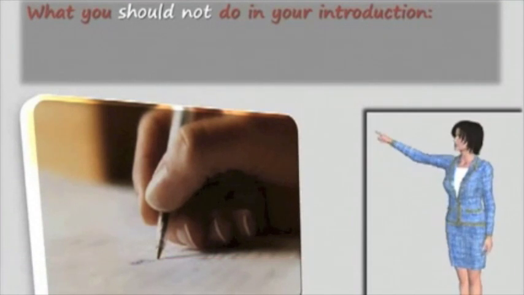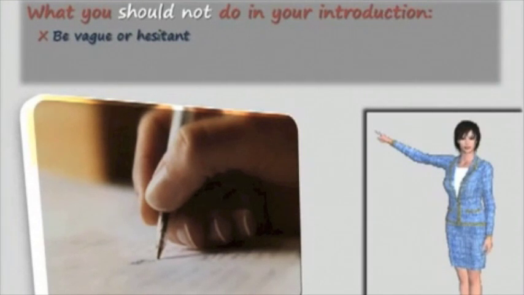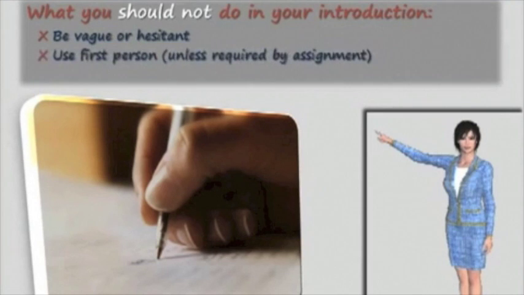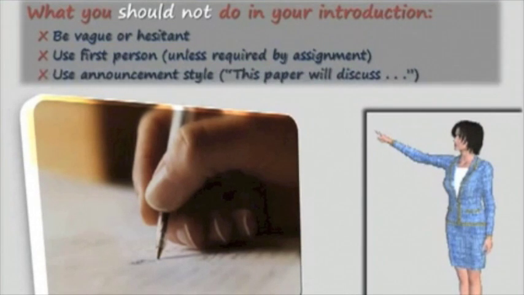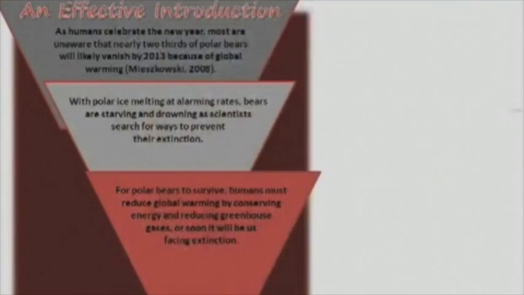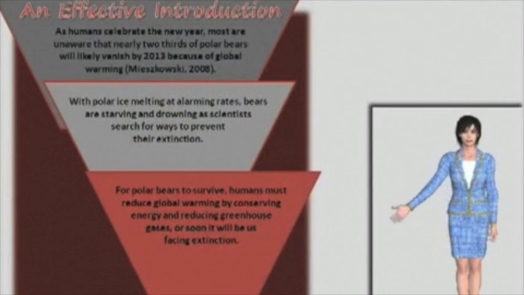There are three techniques usually frowned upon when writing an introduction. First, avoid being vague or hesitant, which immediately raises readers' doubts. Using first person is also a no-no, unless the assignment requires it. And finally, avoid the obvious announcement statements such as, "This paper will discuss," as a way to begin or end your introduction. Let's take a quick look at an effective introduction that combines these elements.